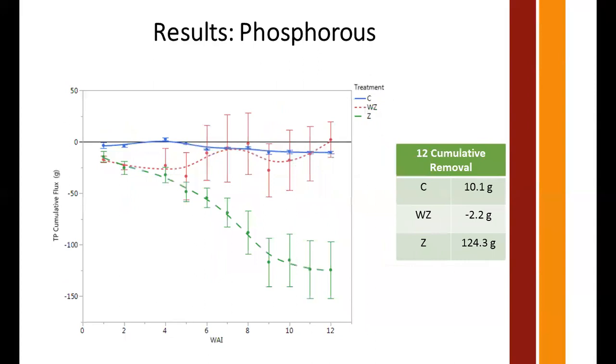Okay. And here are the same phosphorus removal data, but in terms of cumulative flux. See, there is no significant phosphorus removal for the control or the Woodchip zeolite treatments. However, there was a total of 124 grams of phosphorus removed from the zeolite treatment.